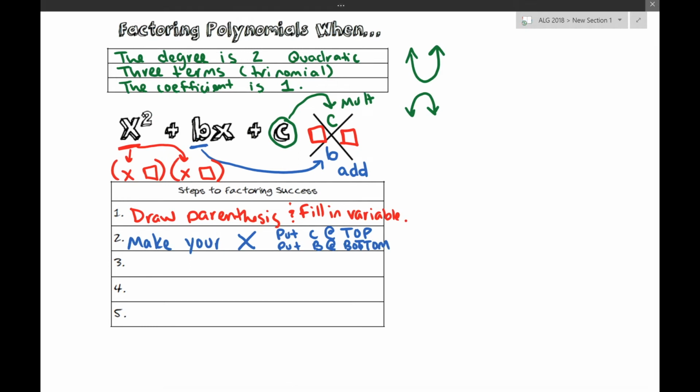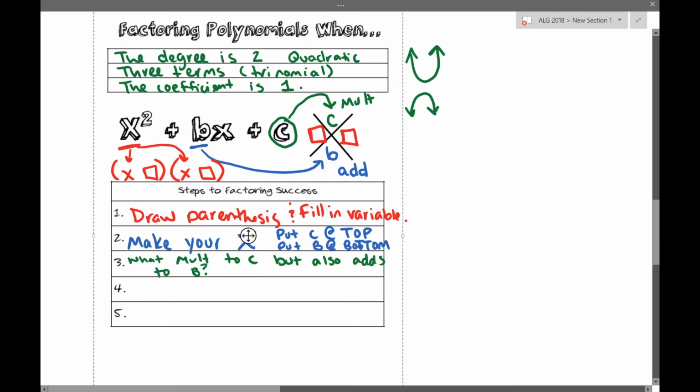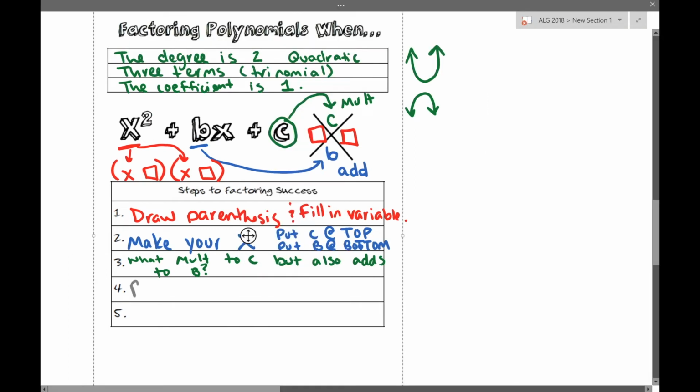Third step would be to figure out what multiplies to C but also adds to B. So you're going to ask yourself, what two numbers can I multiply to get C but also add to get B? Once you figure those two numbers out, you're going to place them in the parentheses. So place numbers in parentheses.